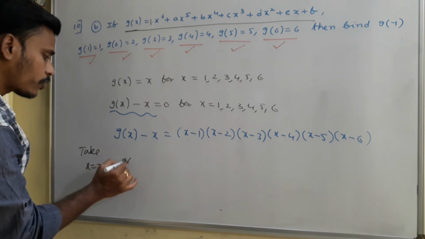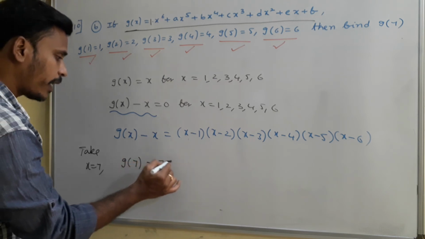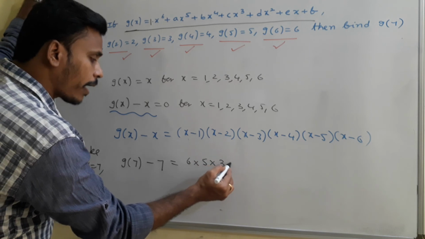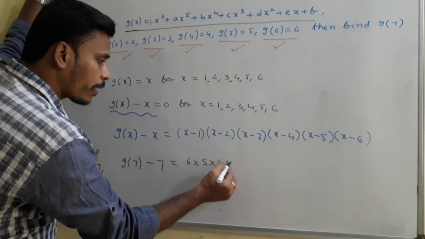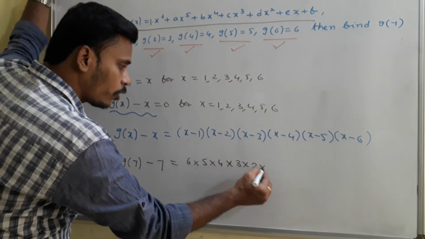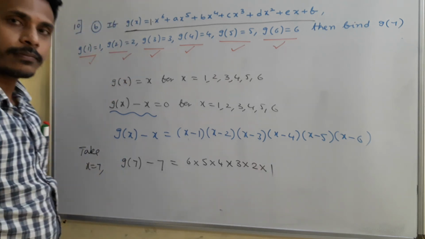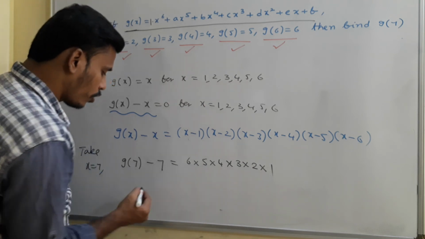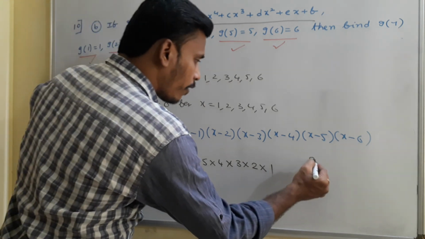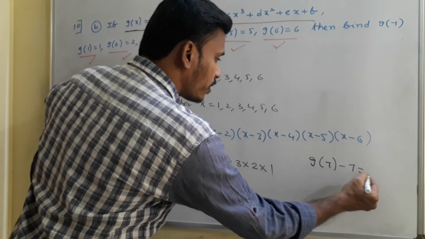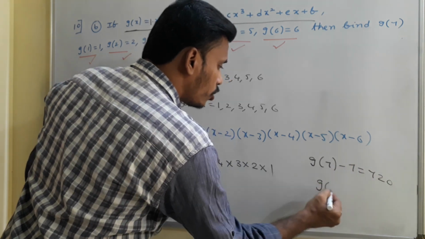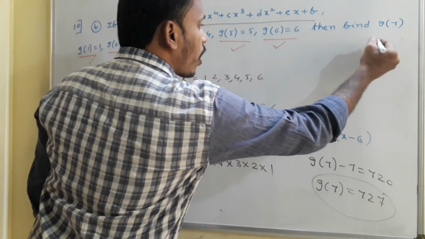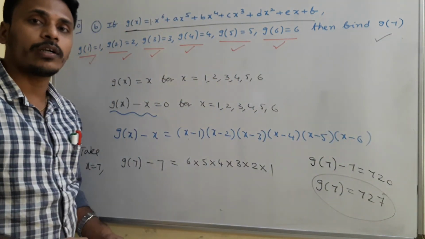If you take x is equal to 7, g of 7 minus 7, 7 minus 1 is 6, 7 minus 2 is 5, 7 minus 3 is 4, 7 minus 4 is 3, 7 minus 5 is 2, 7 minus 6 is 1. So all these things make 6 factorial. What is it? 6 factorial is 720. So finally, g of 7 minus 7 is equal to 720 and g of 7 is equal to 727. So our answer for this polynomial is 727.